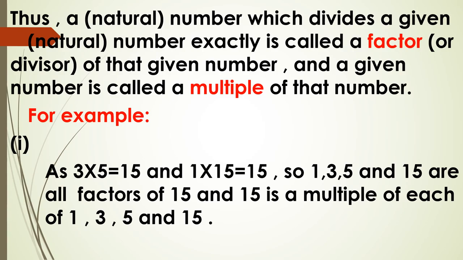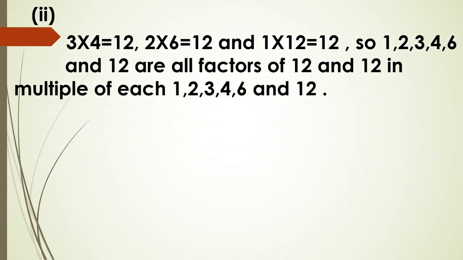See one more example. 3 multiplied by 4 is 12. 2 multiplied by 6 is also 12. And 1 multiplied by 12 is also 12. Okay. So 1, 2, 3, 4, 6 and 12 are all the factors of 12. Because by multiplying these numbers we are getting the product 12, and 12, which is the product, is called the multiple of each factor, that is 1, 2, 3, 4, 6 and 12.